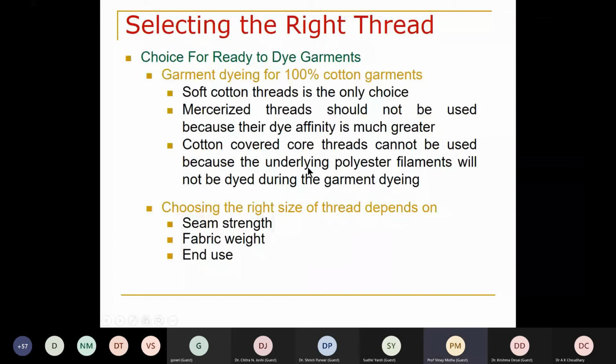Then choosing the right thread also depends upon the seam strength, the fabric weight and the end use application, which we have discussed to a certain extent along with the other parameters.